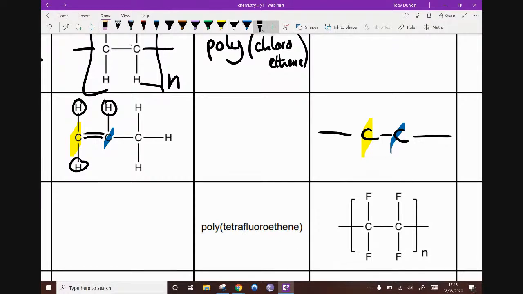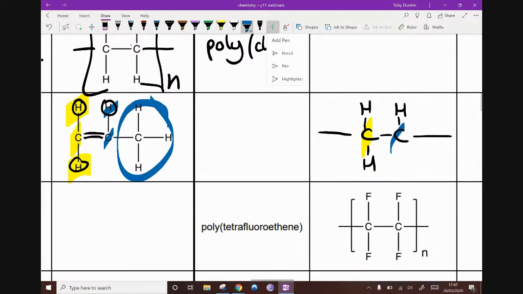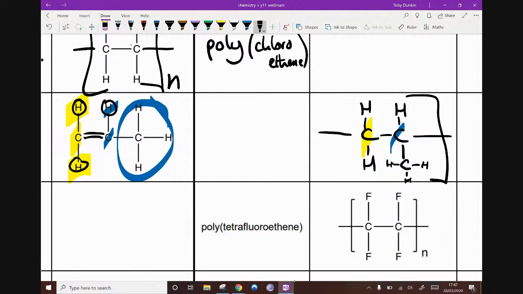So if we look at the yellow one, the yellow one has two hydrogens attached. So let's put the two hydrogens above and below. The next thing is what's on the blue one? I've got a hydrogen at the top, and then I've got this horrible CH3 group, which I'm just going to put down here. And I'm done. That's it. Not complicated.